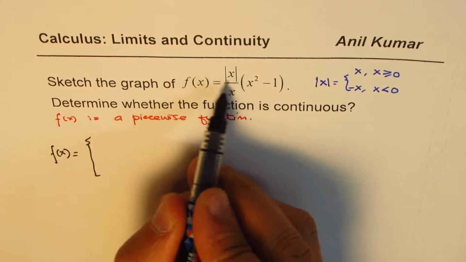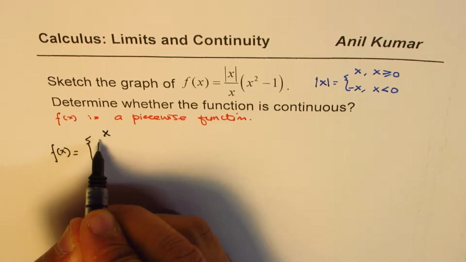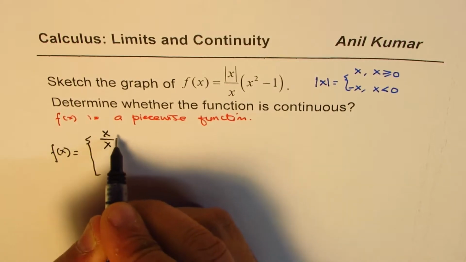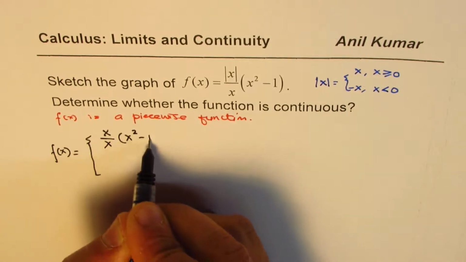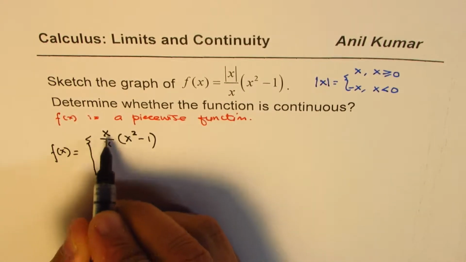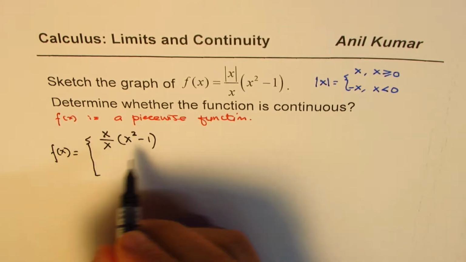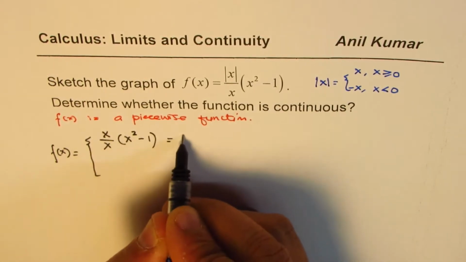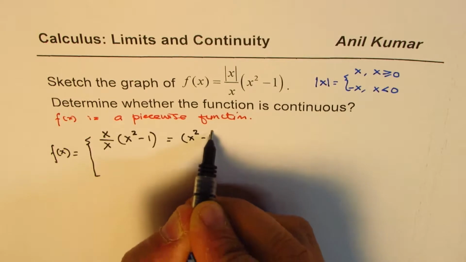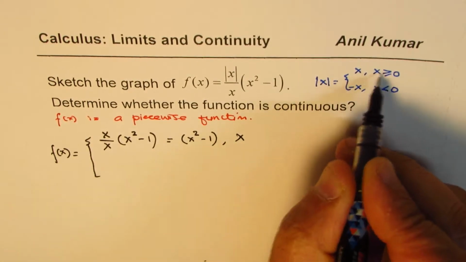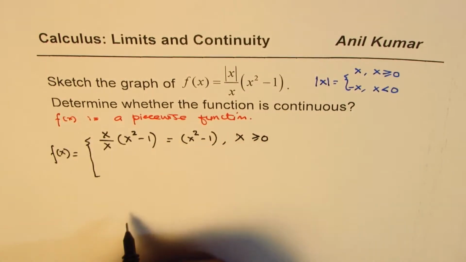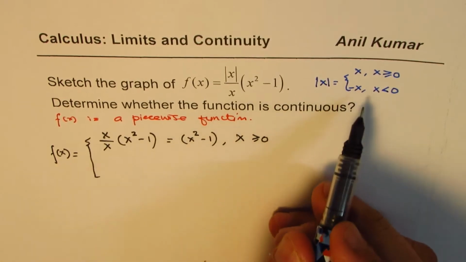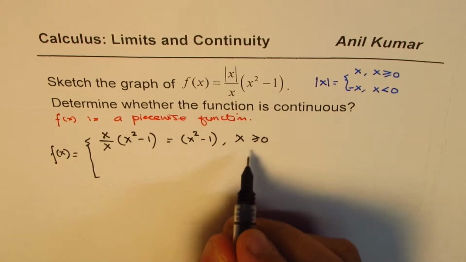At that time, absolute value of x is positive x. So it is positive x over x times x squared minus 1. Now you can cancel this off, and then you could write x squared minus 1, right? So it is x squared minus 1 when x is greater than or equal to 0. Perfect?